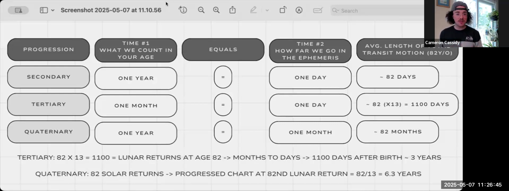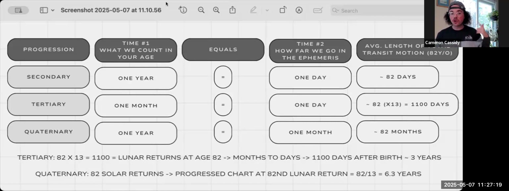If you see the line beneath the table, it's lunar returns. How many lunar returns have you had at age 82? You've had over 1,000 lunar returns. And what that means is you'll go 1,000 days down the ephemeris, which is over 3 years. Then with quaternary, quaternary is twice as fast as tertiaries and 27 times as fast as secondary, right? 1, 13, 27. That's what Robert Blaschke calls the mystic time ratio of these progressed scales.